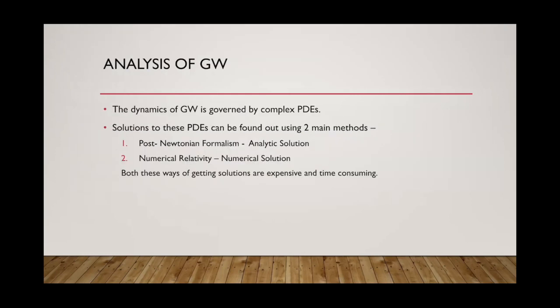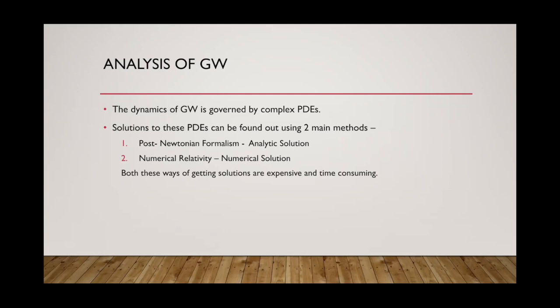The analysis of these gravitational waves is pretty complex. These gravitational waves themselves are governed by complex partial differential equations, and the solutions to these equations have traditionally been found using two main methods. The first one is something called post-Newtonian formalism. The post-Newtonian formalism gives approximate solutions to the equations of general relativity, and these are very useful in the case of weak fields. But when the fields are strong, we switch over to the numerical method, which is called numerical relativity.